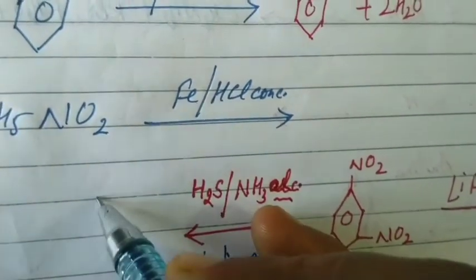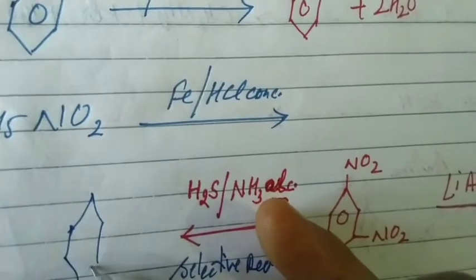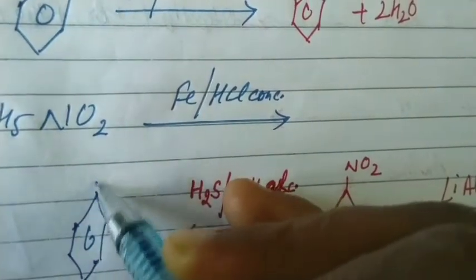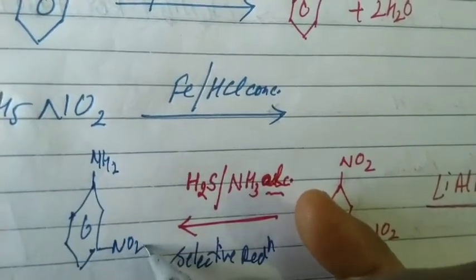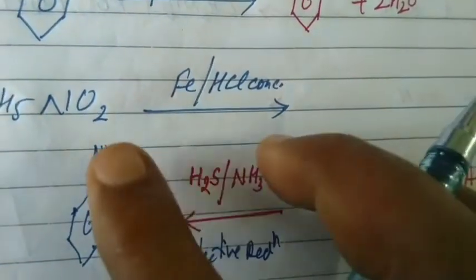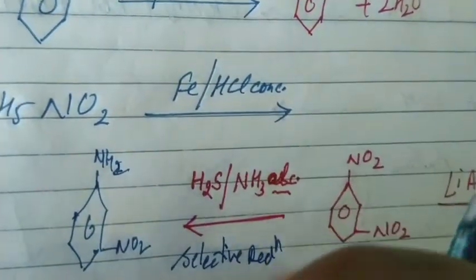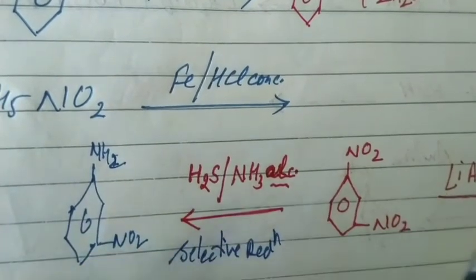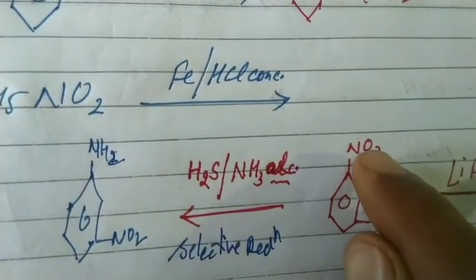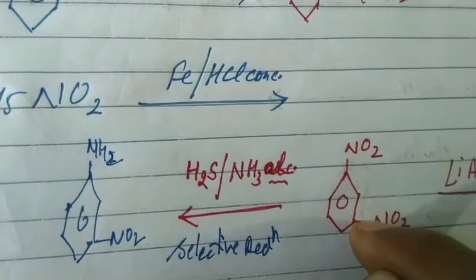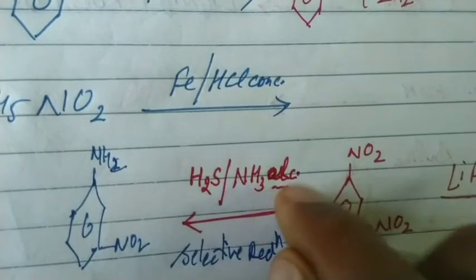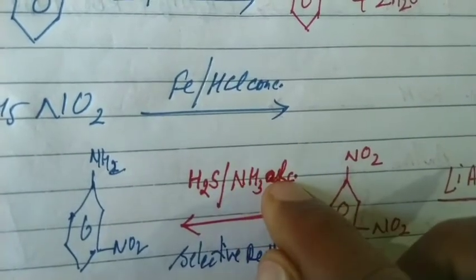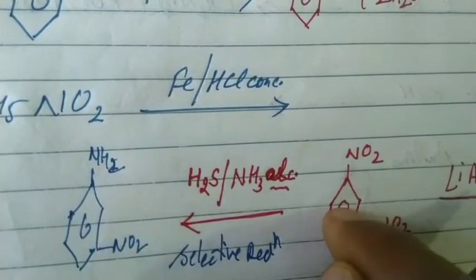It means in this case the product is, one will reduce to NH2 and the second is protected, remaining as NO2. We get meta-nitroaniline. Amine groups are activating, ortho and para-directing. But if we go by this route, we get meta-nitroaniline. Selective reduction of one nitro group in a dinitro compound is achieved by using, definitely you will take this reducing agent, H2S in alcoholic ammonia or H2S in aqueous ammonia. It is an important question in competitive exams.